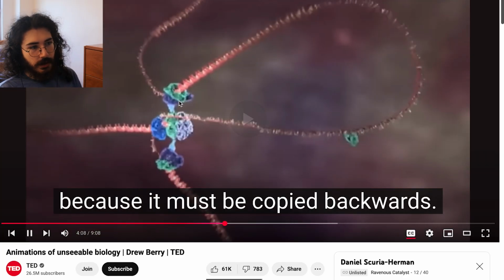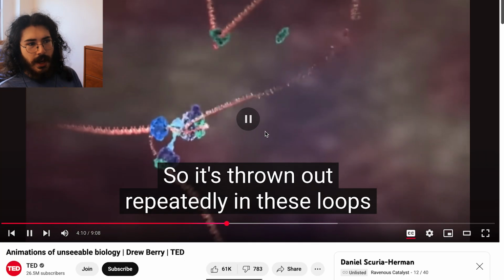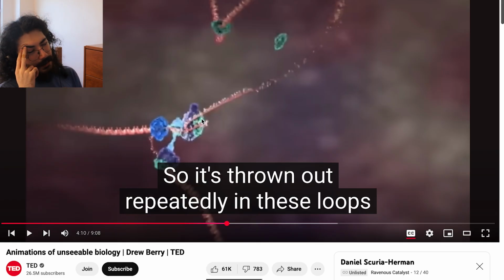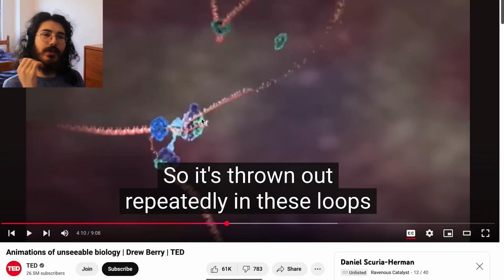I mean, looking at this part right here, so it's thrown out repeatedly. It is very interesting because I was just trying to figure this whole thing out because it's such a complex system, but it's so complex, and it looks so deformed.